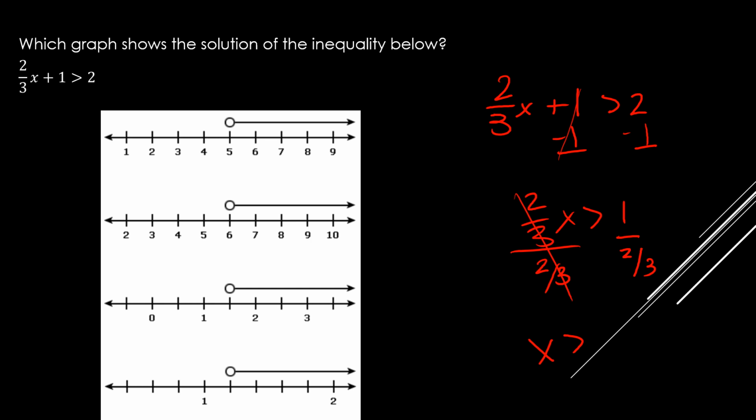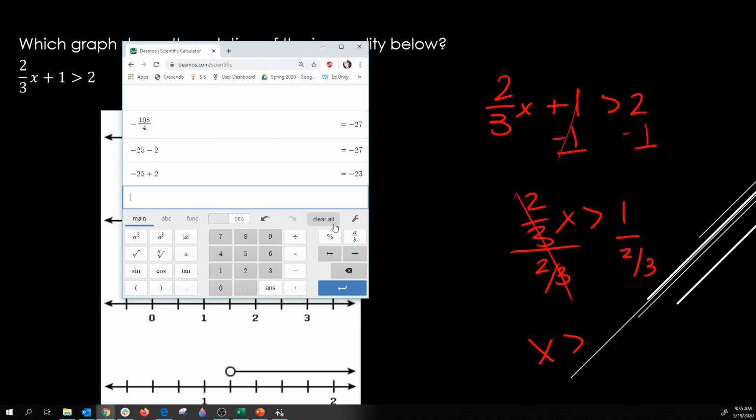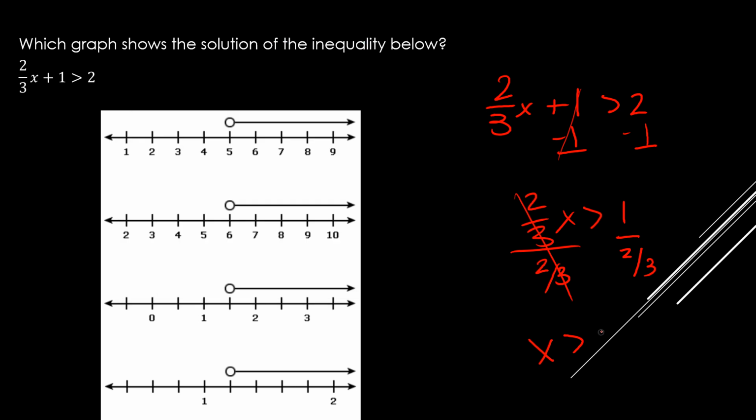And then let me pull open my calculator. So if I were to type that into my calculator, 1 divided by 2/3, I would get 1.5. Okay, so again, don't forget that when you get to this step, type it into a calculator and see what you get. Okay, and 1 divided by 2/3 gives me 1.5. So if I look at these graphs, you have to look carefully.